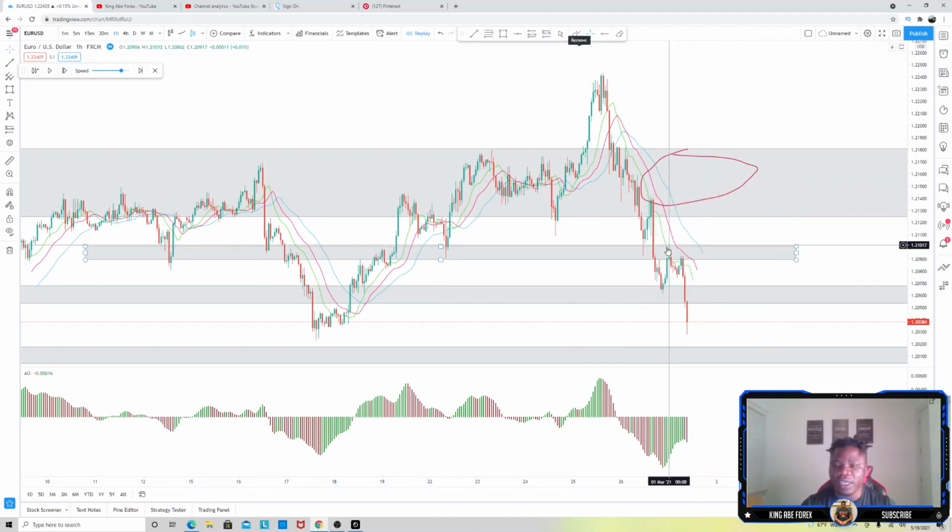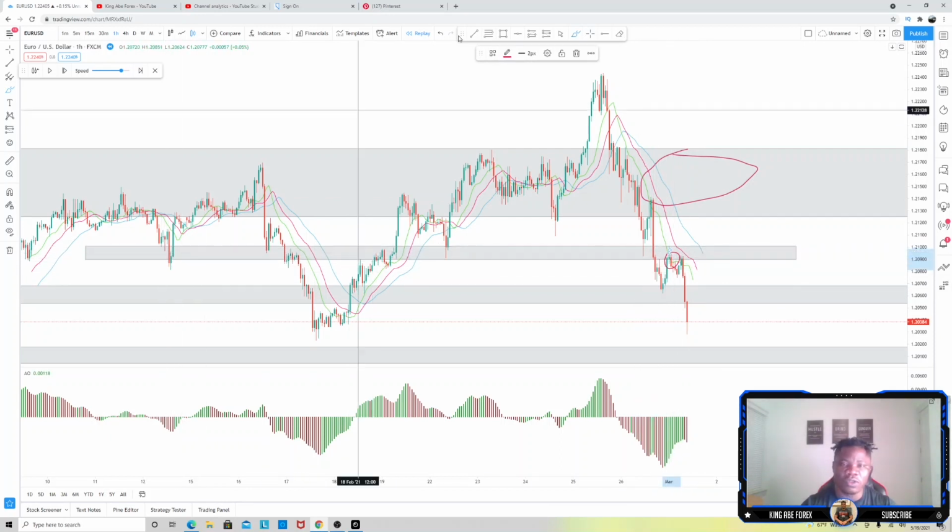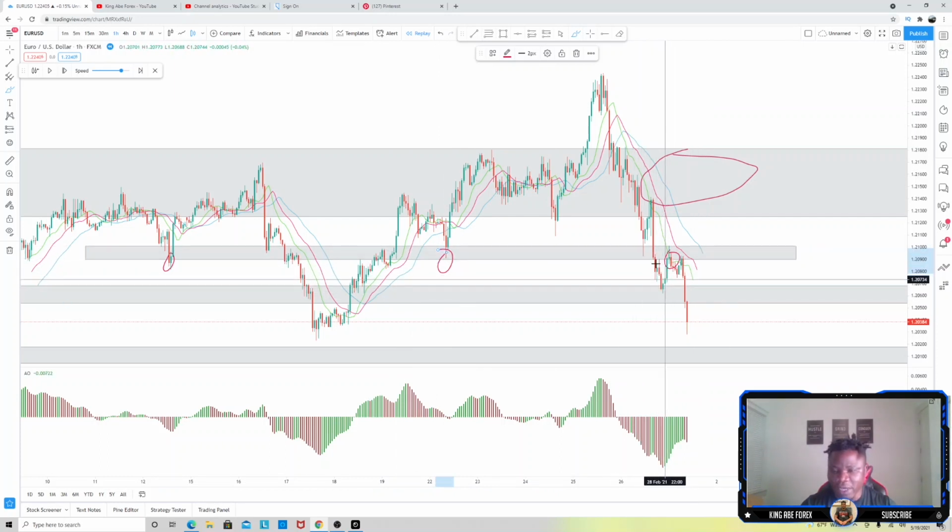That's why over here, this zone, price came back and we tested that same zone, because this was a support zone over here and a support zone right over here. So that's why when price closed below it, price touched it again and then came down and finally hit our take profit.